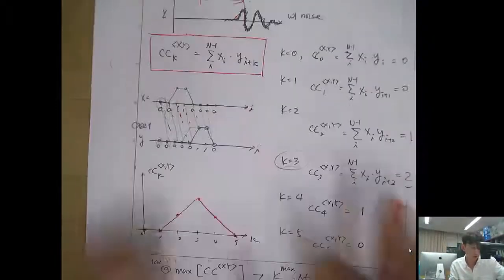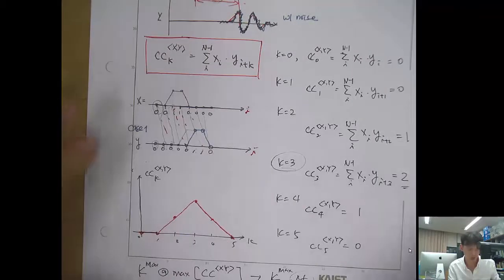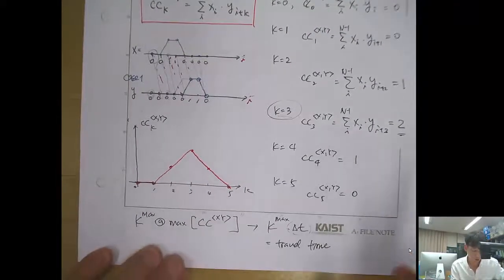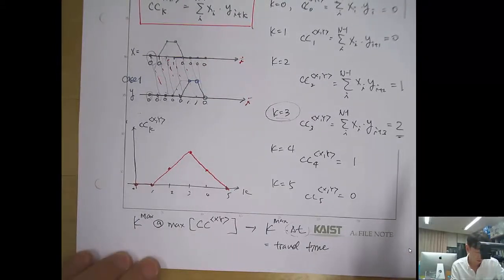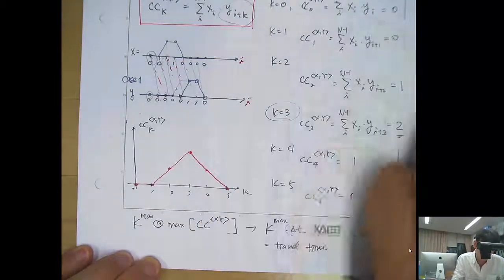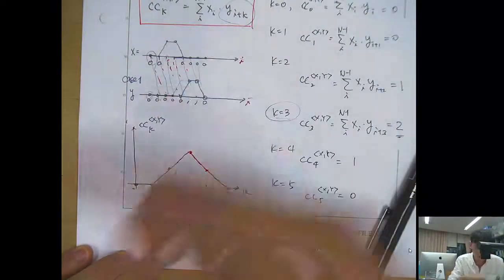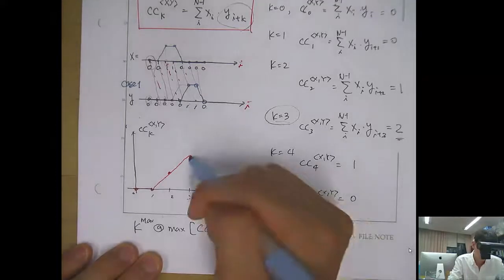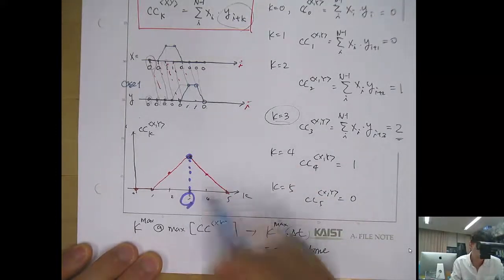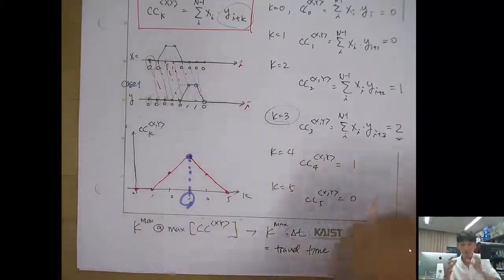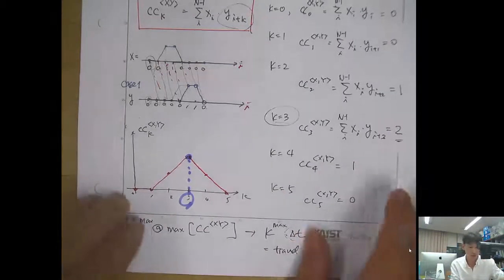So using this cross correlation, you can find the arrival time. The fundamental mechanism is like this. You're shifting the y signal, the one signal, by one until their multiplication becomes the biggest, the maximum value, right? So when k is 3, that is the one where the signal becomes matched.